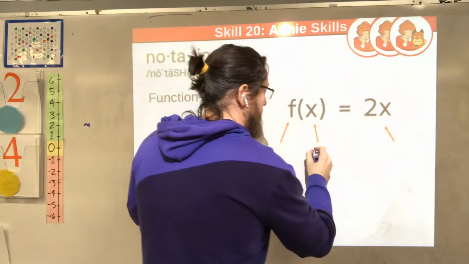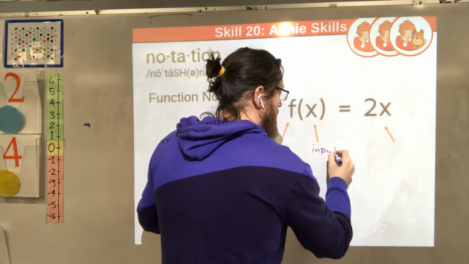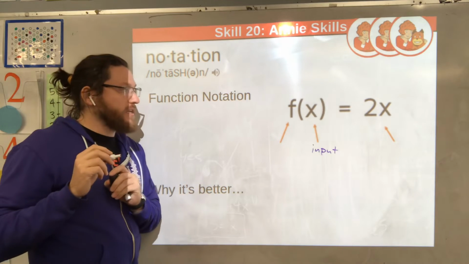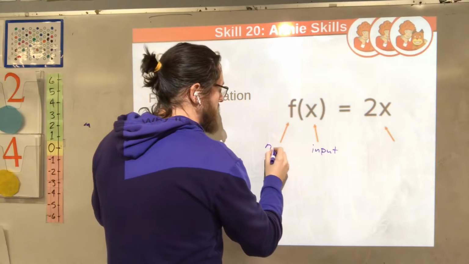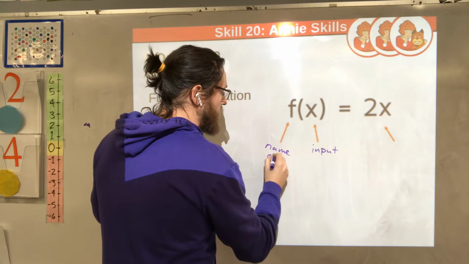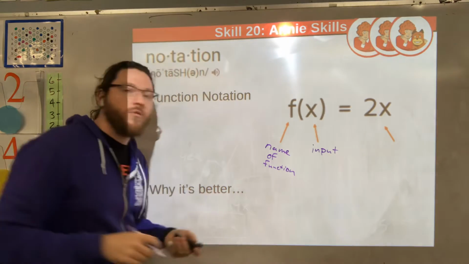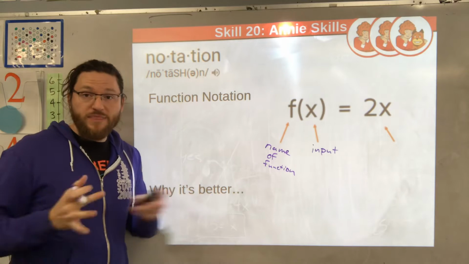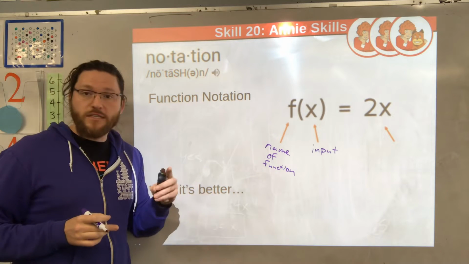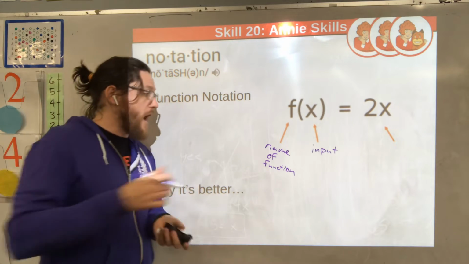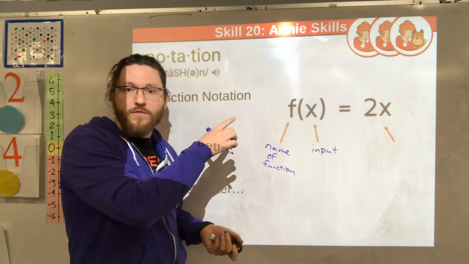X is going to be our input. F is not the output, F is actually the name of the function. You're dealing with multiple functions at the same time, and you're going to have to decide, using the name of the function, which one you should pick, okay? So this is kind of just like a name tag for a function.